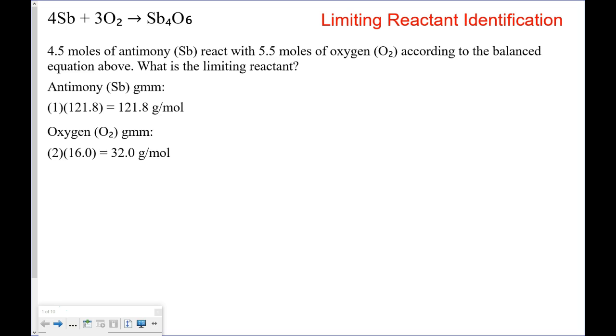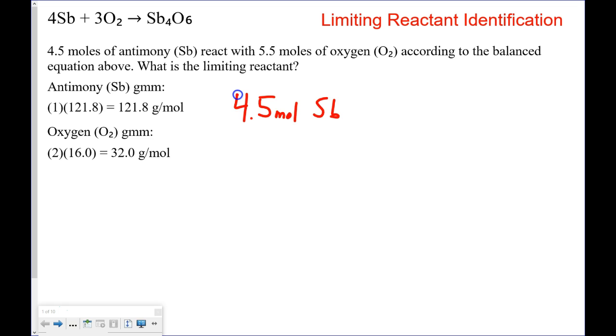Okay, in this first video, we're going to identify the limiting reactant. 4.5 moles of antimony are going to react with 5.5 moles of oxygen according to the balanced equation above. Which one is limiting? Well, what I need to do is pick a product. Fortunately, I have only one, and I'm going to see how much product each one of these reactants with these quantities is going to make.